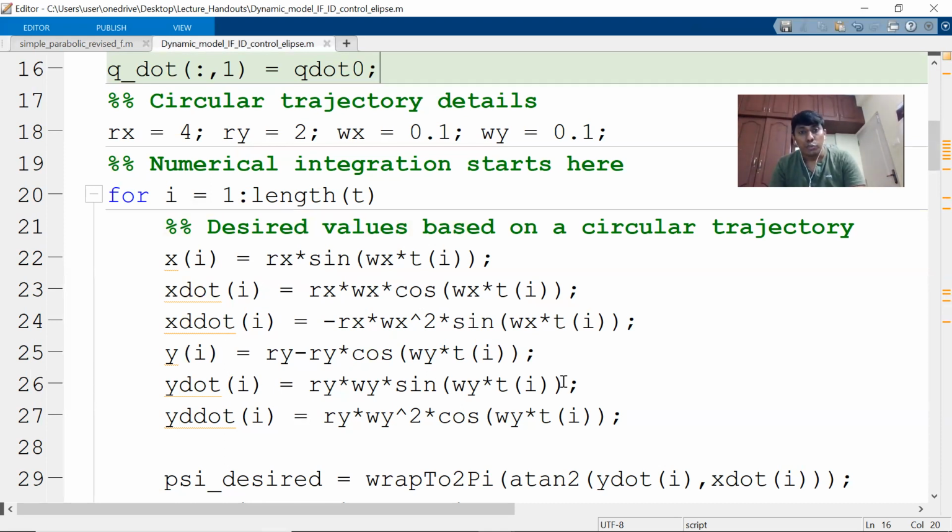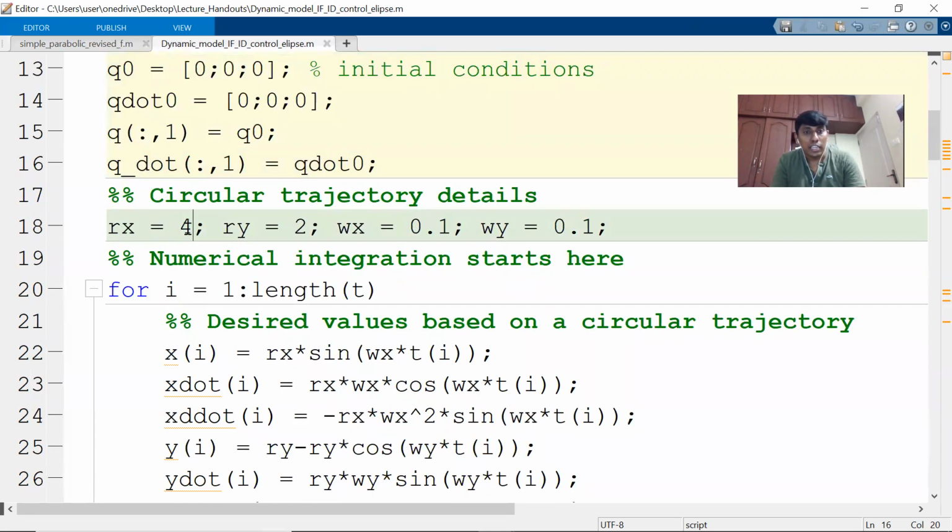But now if you make the radii unequal, that would make an ellipse, in the longitudinal or lateral direction. If you take them equal, that would be a simple circle, right? Just to show this, I take Rx as 4 meters and Ry as 2 meters, and I assume that omega x and omega y are the same. In that sense, you can see it would be an ellipse.